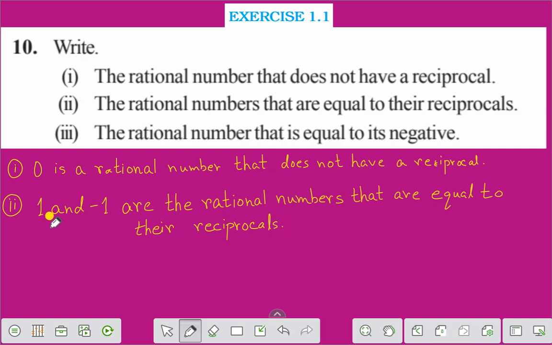You see, 1. The reciprocal of 1, if I write 1 as 1 by 1, is the same as 1 by 1. Therefore, they both are equal. And the reciprocal of minus 1, if you can, minus 1 can be written as minus 1 by 1. Therefore, the reciprocal of minus 1 by 1 is also minus 1.